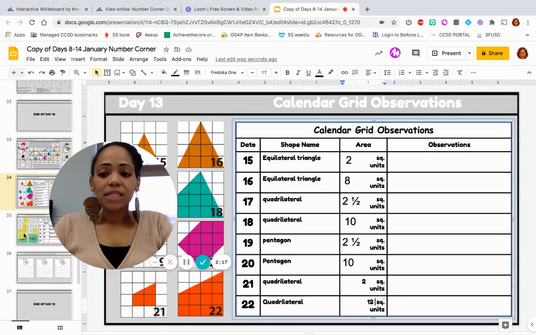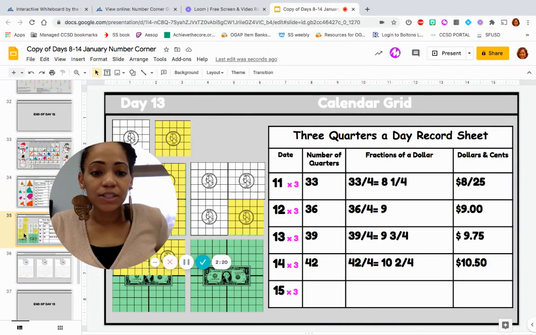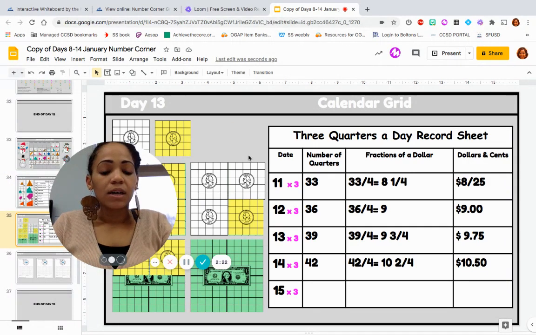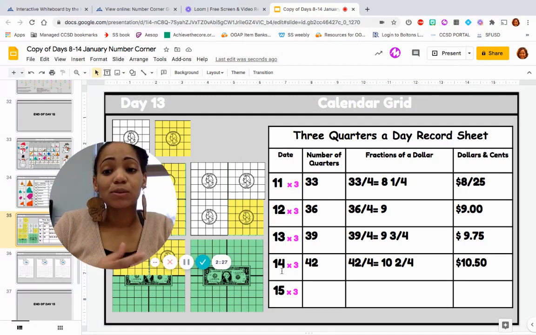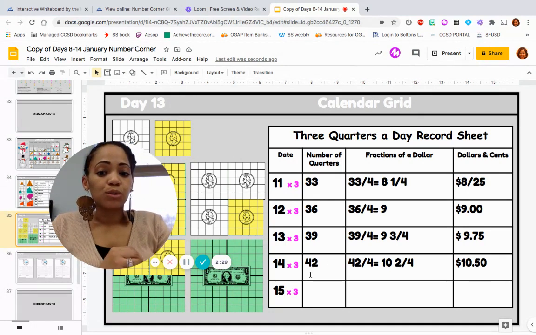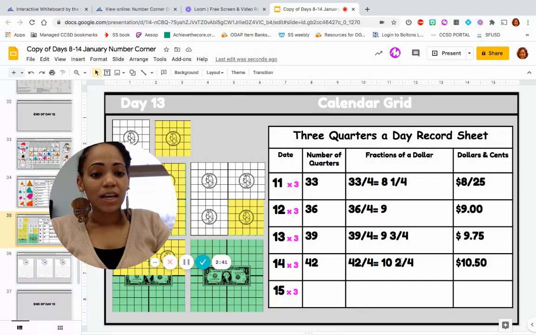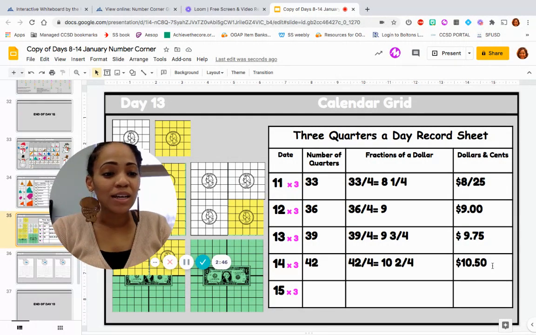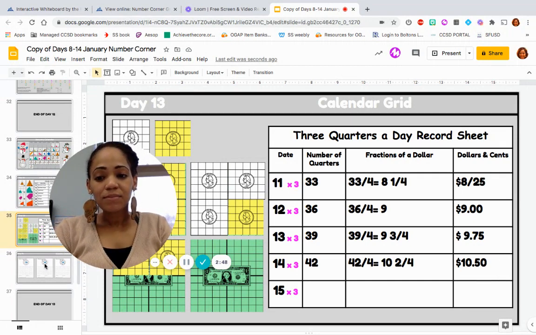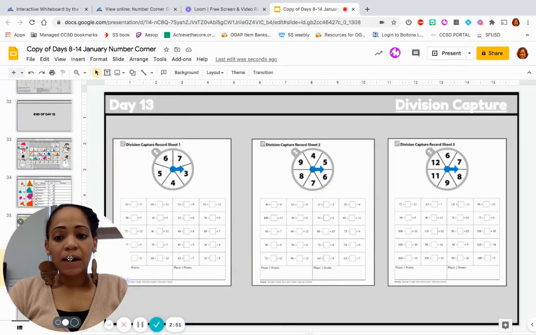All right, so for our calendar collector, I went ahead and updated it for us. Today is the 14th day with Calendar Collector because it's the 14th day of school in January. We have 42 quarters now, which is 10 2/4. 42 divided by 4 will be 10 with 2 left over because 4 times 10 equals 40. And then I have 2/4 left over, and we know 2/4 is the same as a half or 2 quarters, which is 50 cents.